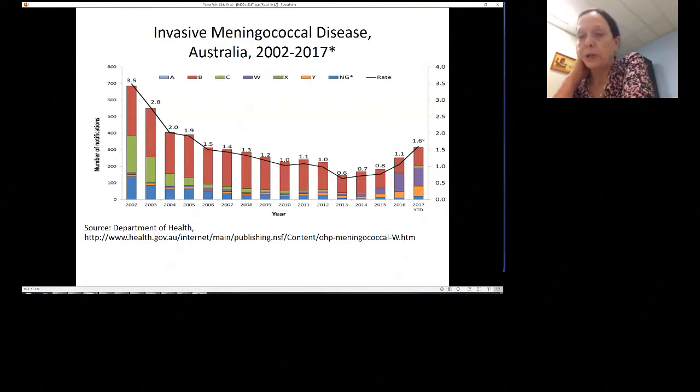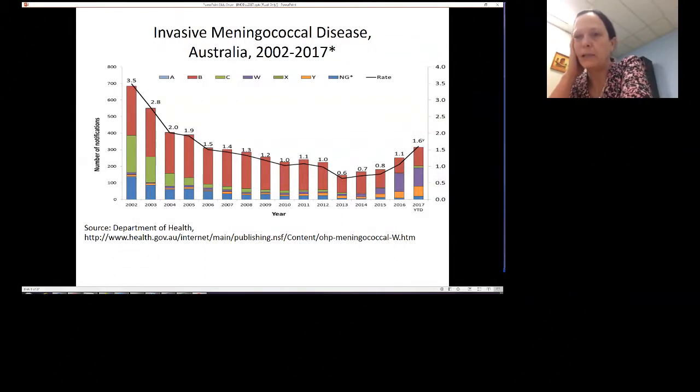So after reaching a low point in 2013 with only 0.6 cases per 100,000 population, up till the end of October, I think this is, 2017, we've more than doubled our incidence rate up to 1.6 per 100,000. And that's around about 400 notifications so far this year. And most of that increase has been due to the increase in meningococcal W disease. But there's also, you can see, been quite a large increase in meningococcal Y disease. So those are the main things to take.